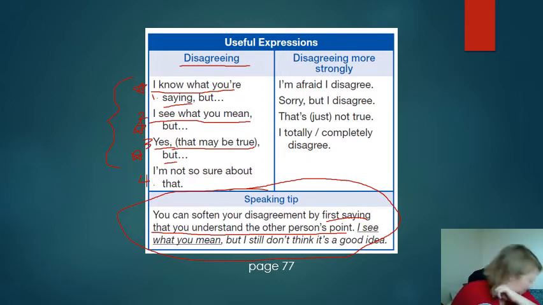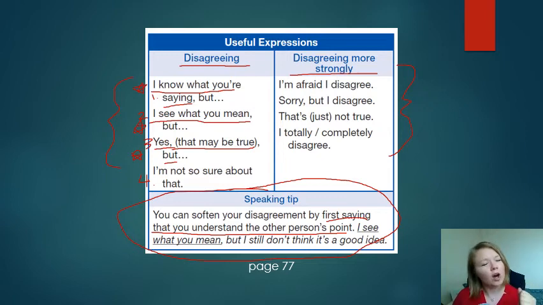Now let's go ahead and look at disagreeing more strongly. So here we are not saying, oh, I understand you, you are correct, but I disagree. I see what you mean, I know what you're saying. We use these terms when we really, really strongly disagree with what someone is saying. We are not in agreement with anything they have said. So these are the terms we can use when we strongly disagree.